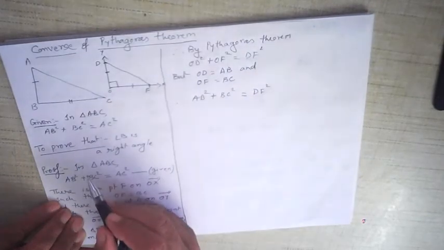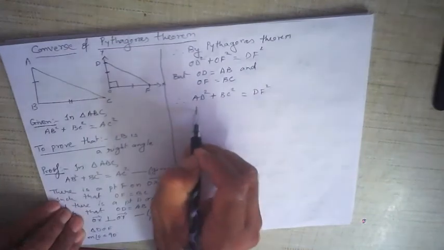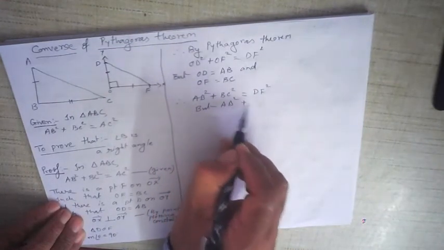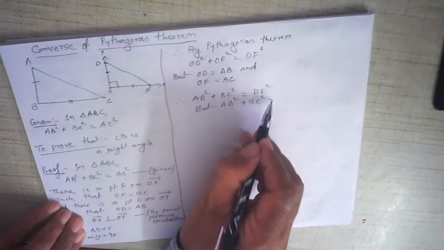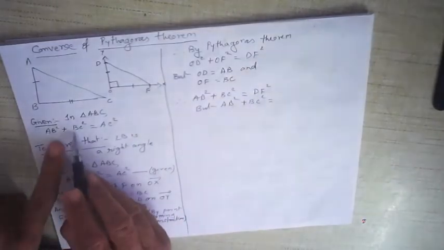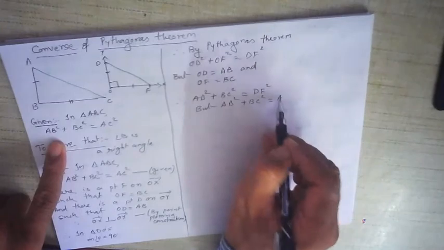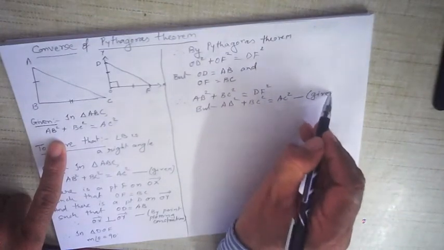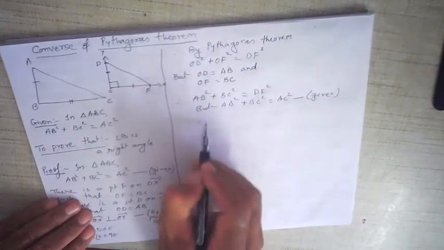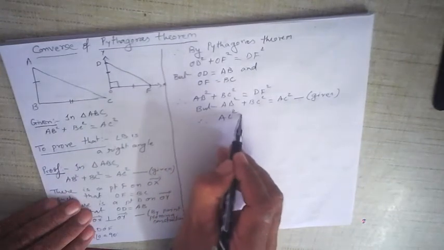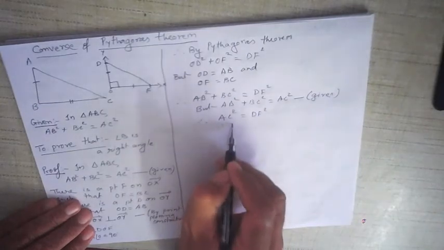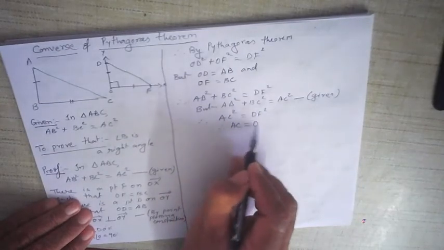Okay, this is equal to DF square. But AB square plus BC square is given as, you can see, equal to AC square. This is given to us. If you combine both the facts, therefore you can say AC square is equal to DF square. Therefore AC is equal to DF.